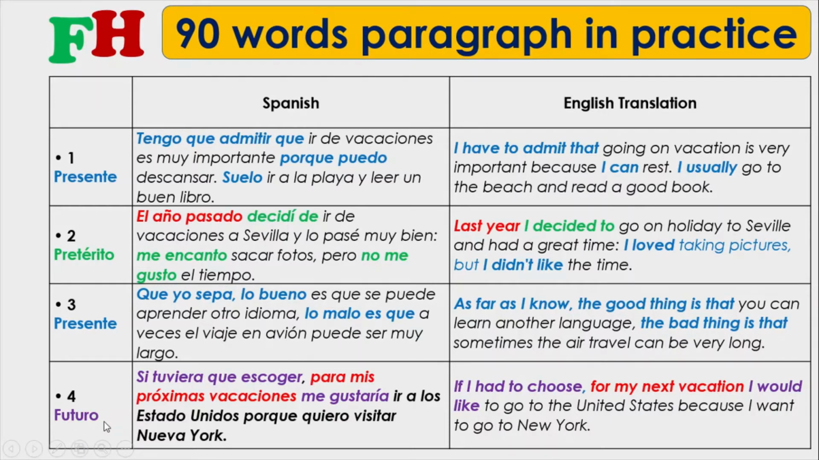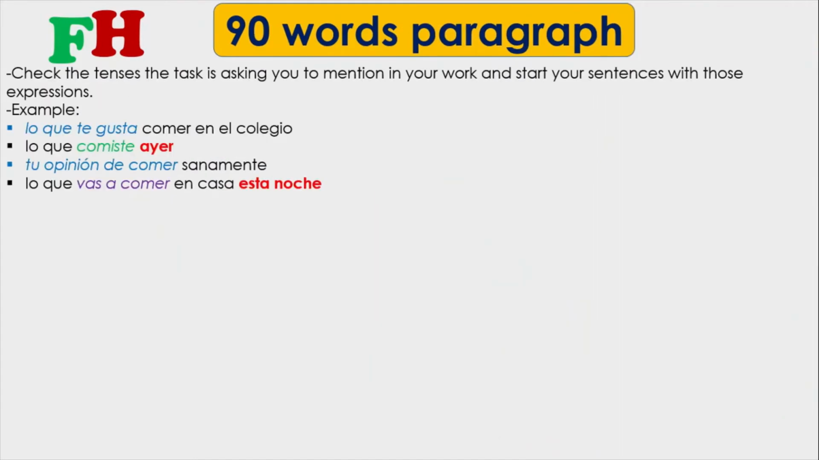In future, si tuviera que escoger para mis próximas vacaciones, so if I had to choose for my next holidays, me gustaría ir a los Estados Unidos porque quiero visitar Nueva York. I would like to go to United States because I want to visit New York. So very quickly, let's see how we could be tackling this task.